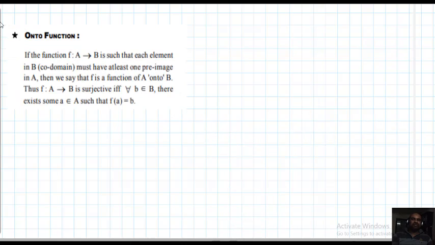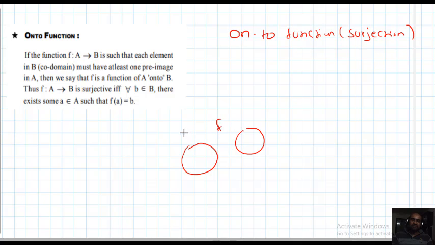Okay, next, onto function, or surjection, or surjective mapping. I will explain. For example, f is a function from A to B, with elements 2, 3, 4, 5 in A and a, b, c in B, for example like this.